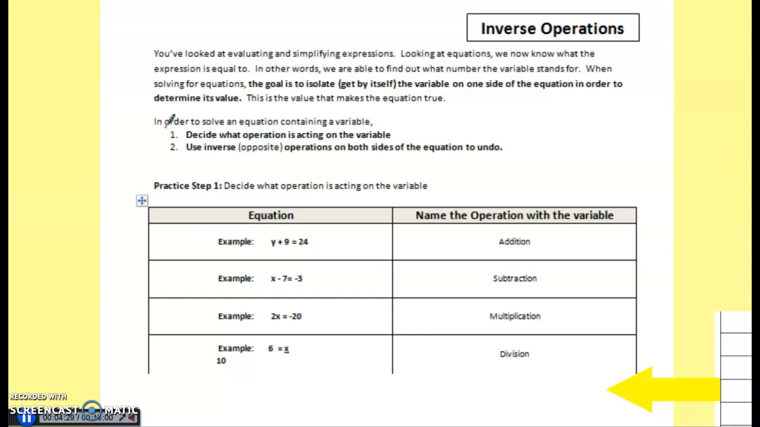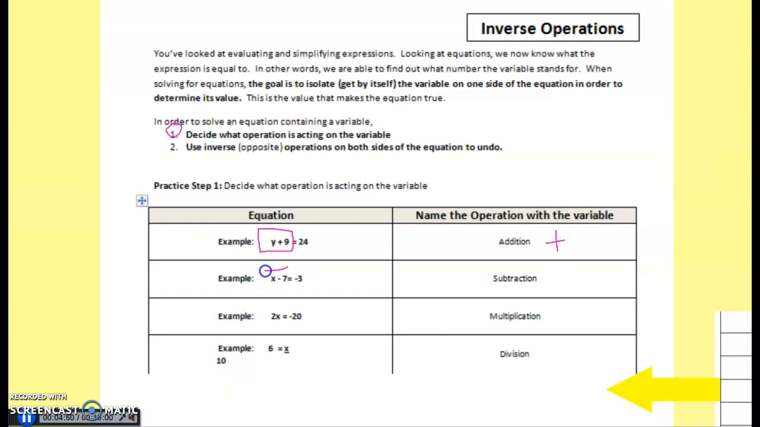So here are some examples in the chart. We're just going to practice step one: looking at our problem and identifying the operation between our variable and the number with it. So first example here, I'm going to go ahead and box the side with my variable. What operation is going on between my y and my 9? Addition.